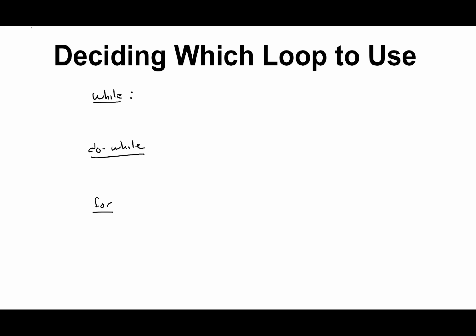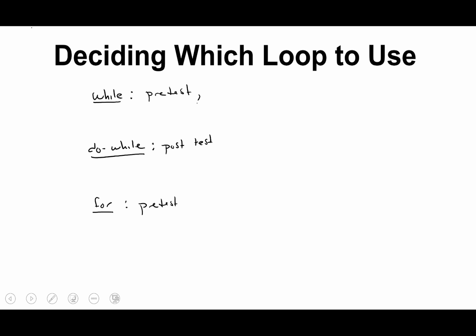So a while loop, remember, a while loop is a pre-test loop. So if you need to pre-test, if you don't want the loop to run at all if your condition is false, then you would want to use a pre-test loop. And I'm going to come down and put that on the for loop as well, because the for loop is also a pre-test loop. And remember, the do while loop is a post-test loop. So that means that the do while loop is always going to run at least once, no matter what your condition is.